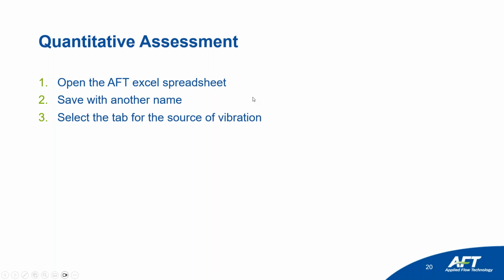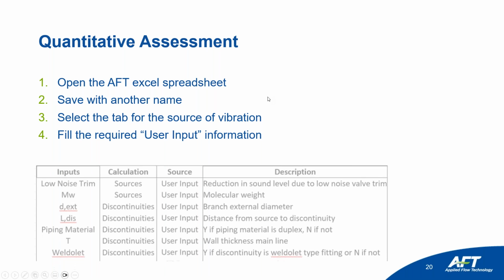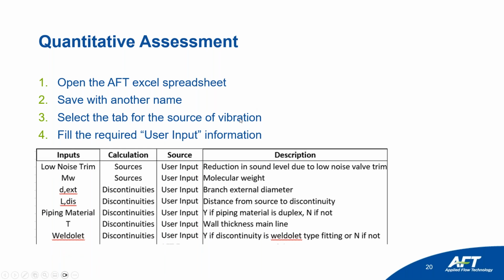We select the tab for the source of vibration. In this case, we're selecting AIV, acoustic induced vibration, because that is what we're evaluating. Fill the required user input information in the spreadsheet. And here is what you have to fill in, the inputs. MW stands for molecular weight, and so on.